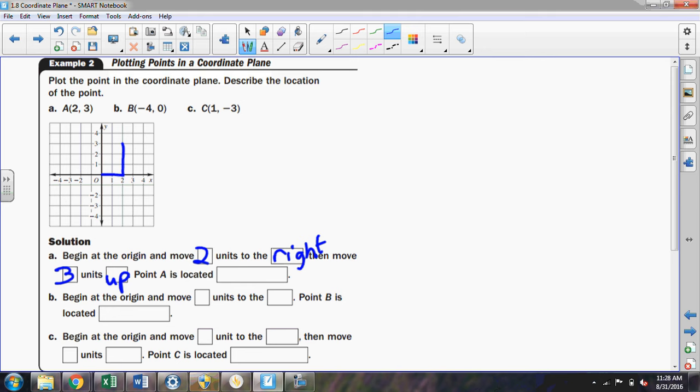And of course, you don't actually have to draw out the lines. I'm putting them down just so people can see where it's going. But then we get our point A. Which quadrant is that located in? 1. Okay, so we would be able to say then point A is located in quadrant 1.